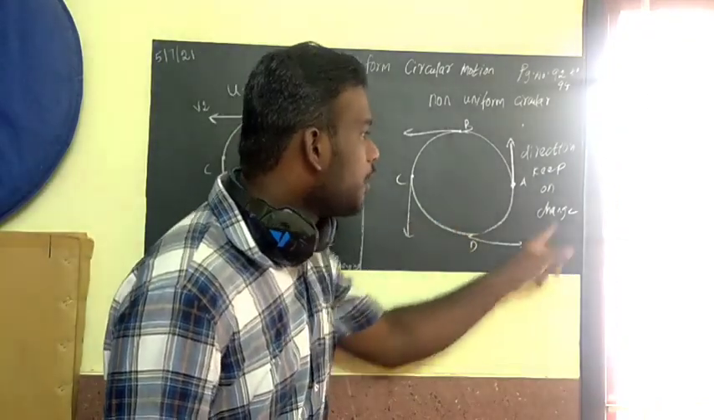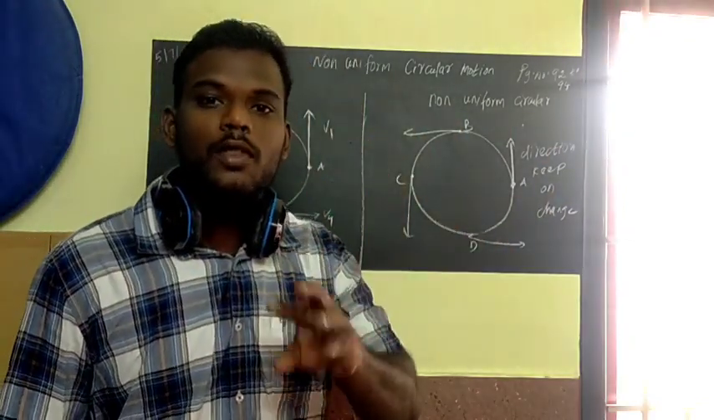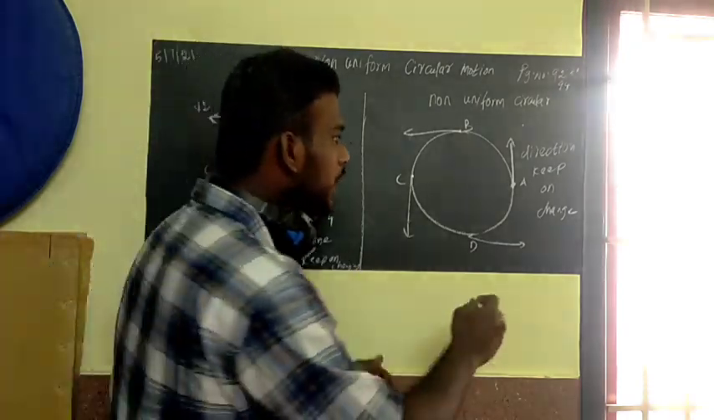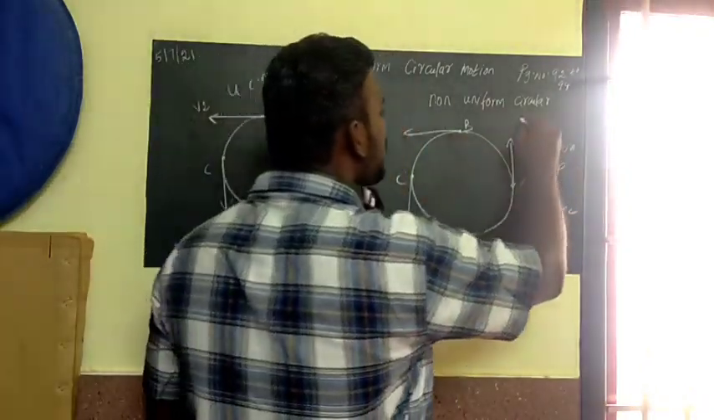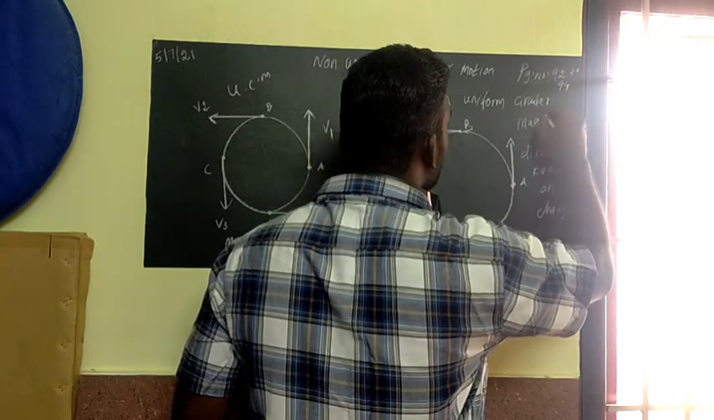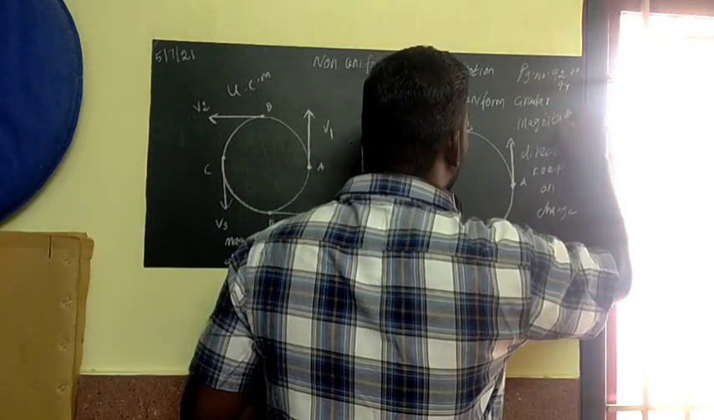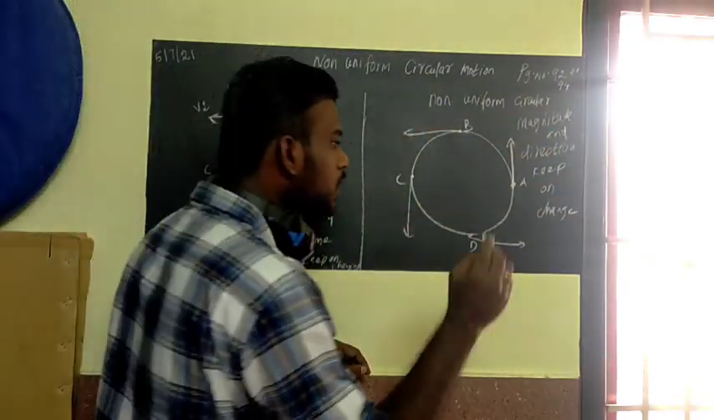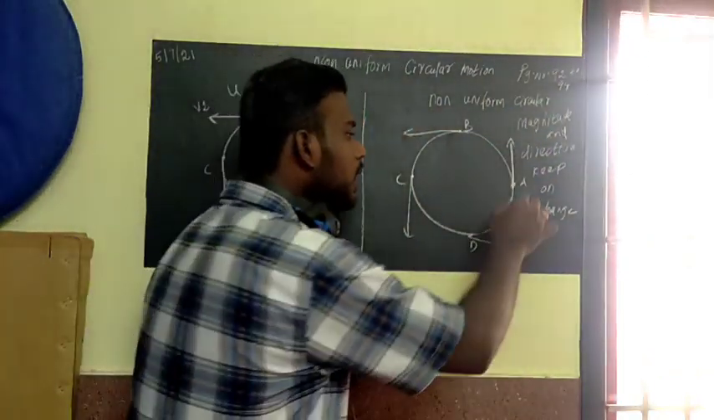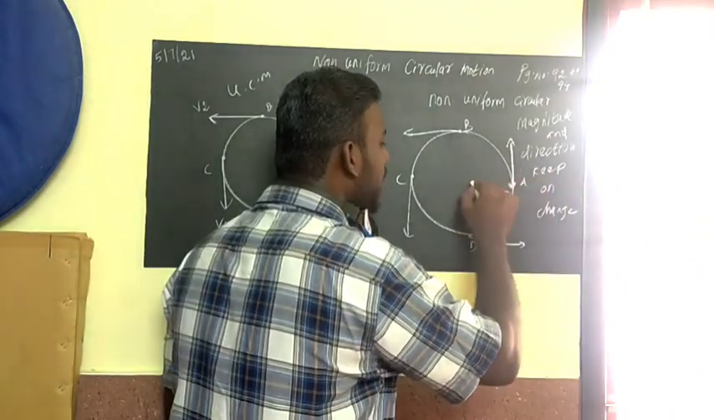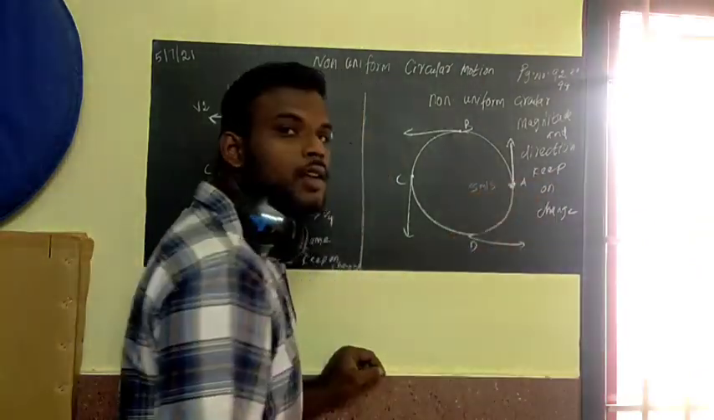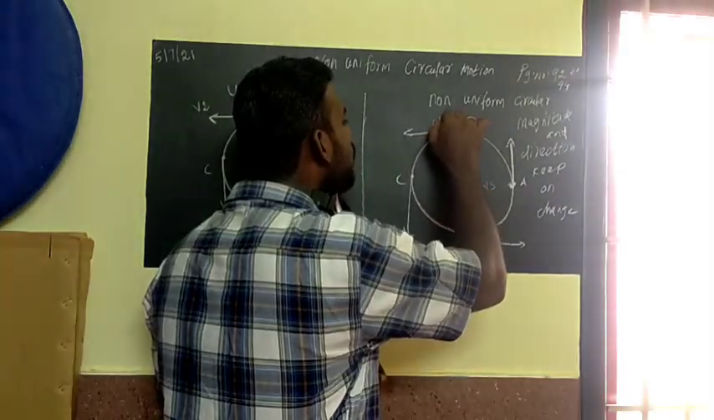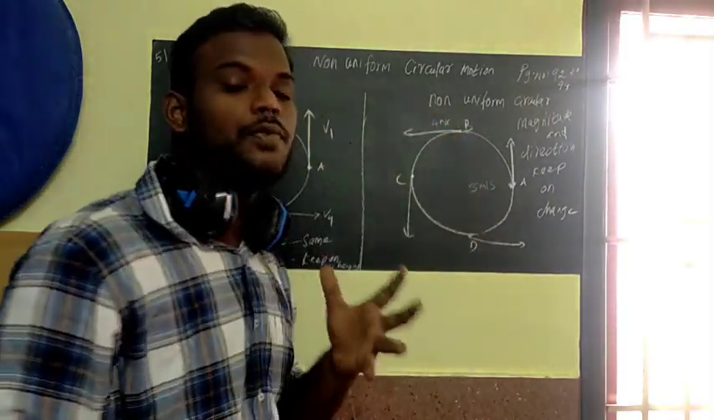But here, at every point, the magnitude of the velocity will differ. The value of the velocity will differ. So in non-uniform circular motion, magnitude and direction keep on changing. Which means if you want to know the value of velocity at point A, I can take 5 meters per second. The magnitude of the velocity at point B, I can take 4 meters per second. I'm just taking this for the example.